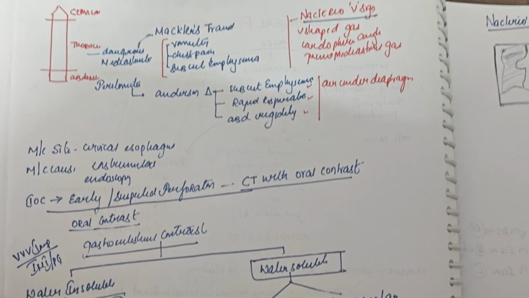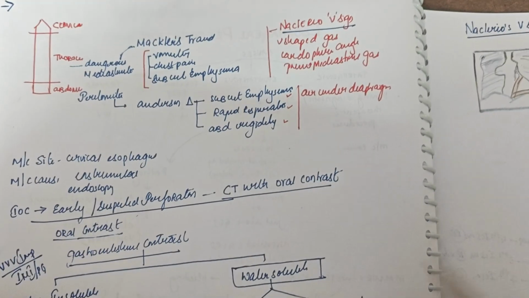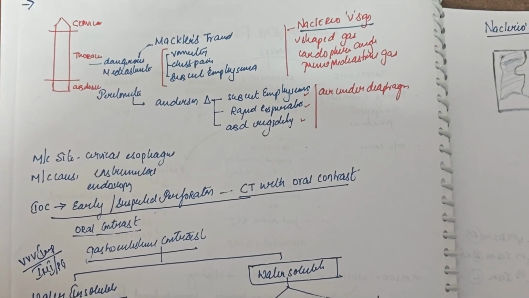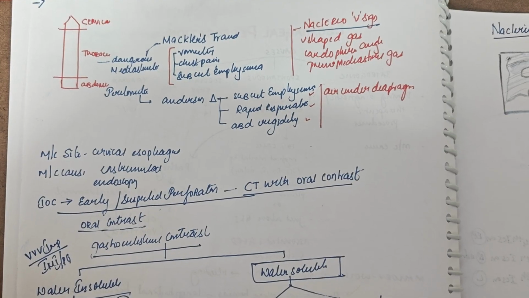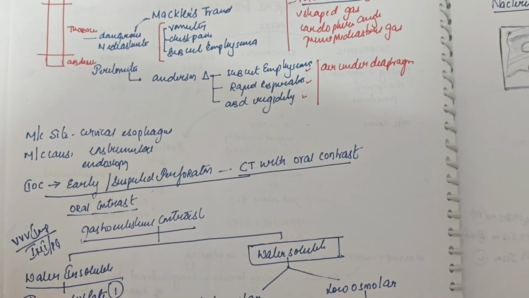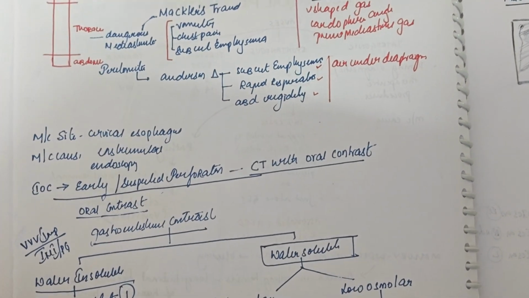Now I have discussed here the iatrogenic, the most common site is the cervical esophagus. So in the exam they can ask you what is the most common site of esophageal perforation, and your answer should be cervical esophagus. And what is the most common cause? The most common cause is iatrogenic instrumental, that is endoscopy.